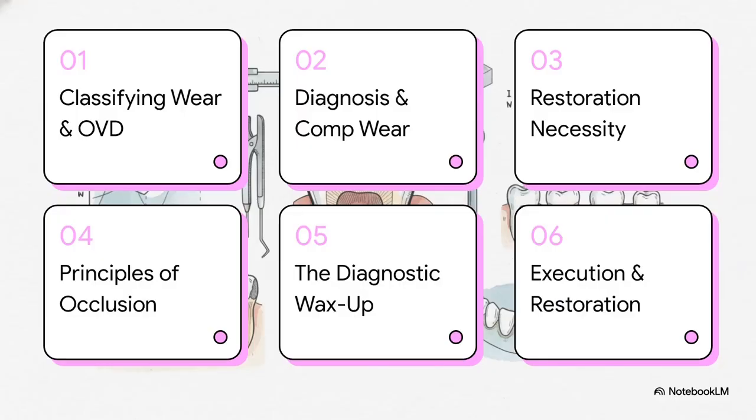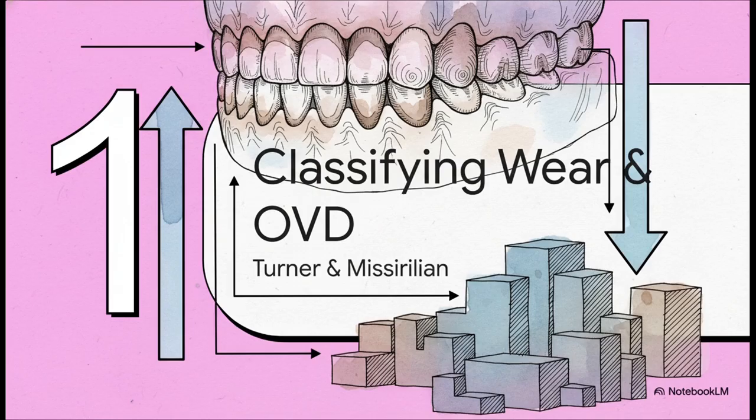Here is our quick roadmap for today. We'll start with classifying wear in OVD, then diagnosis and compensated wear, determining restoration necessity, core principles of occlusion, the diagnostic wax-up, and finally, execution and final restoration. Let's jump in. Starting with Section 1, classifying wear in OVD.